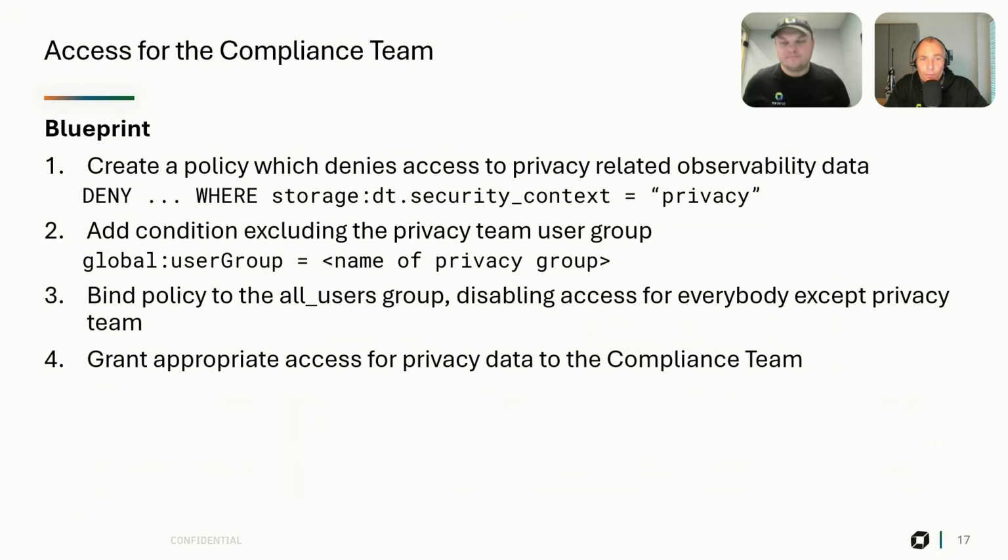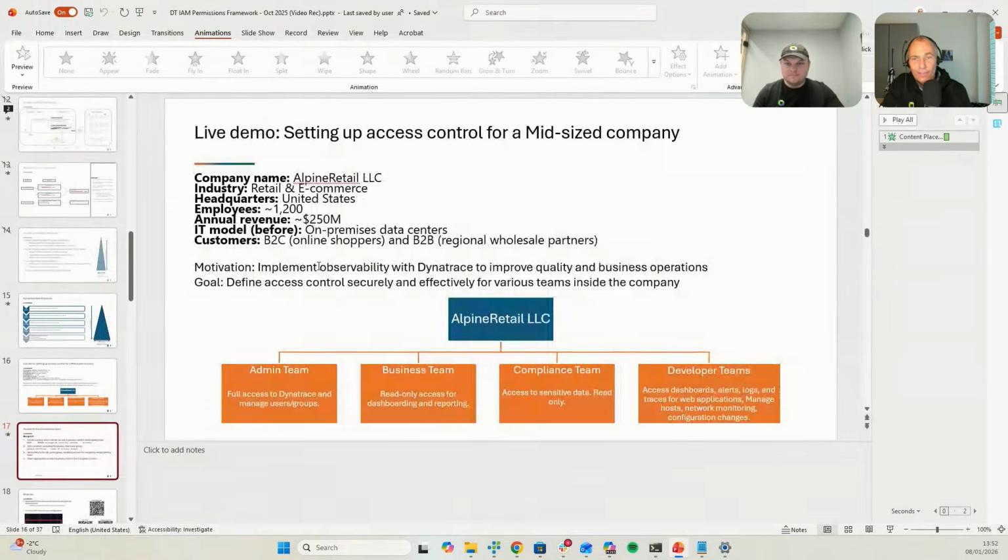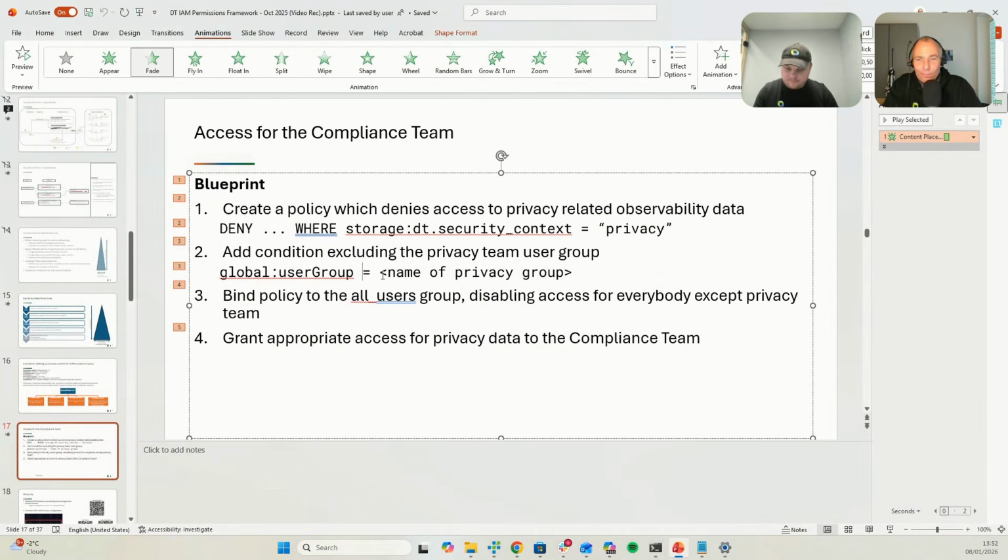Cool. Two quick things. I think you mentioned it, that this should say under the second bullet point where the user group not equals the privacy group. So you're basically denying it for everybody, but excluding it. And here we go. We're fixing it on the fly. That's how it's supposed to be done.